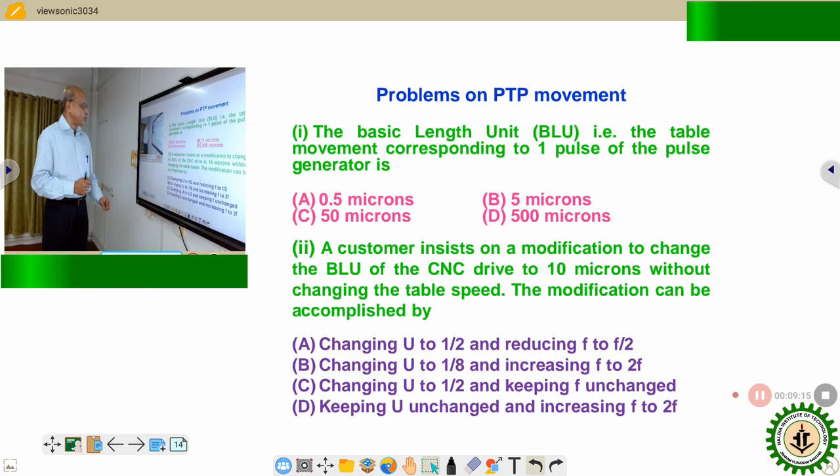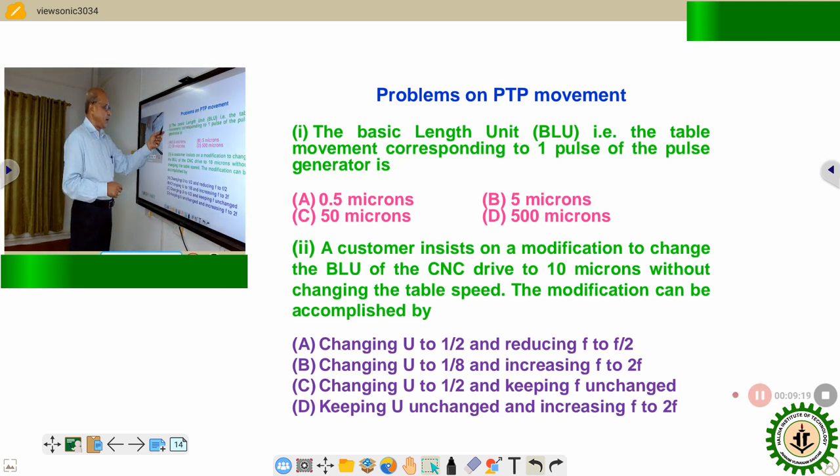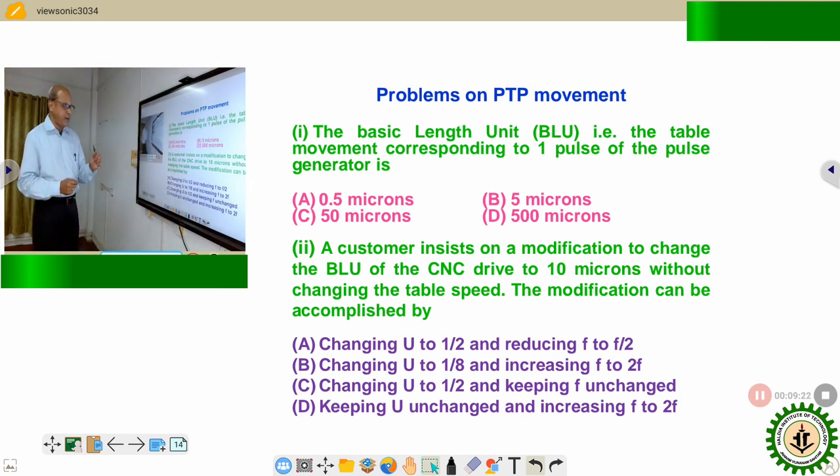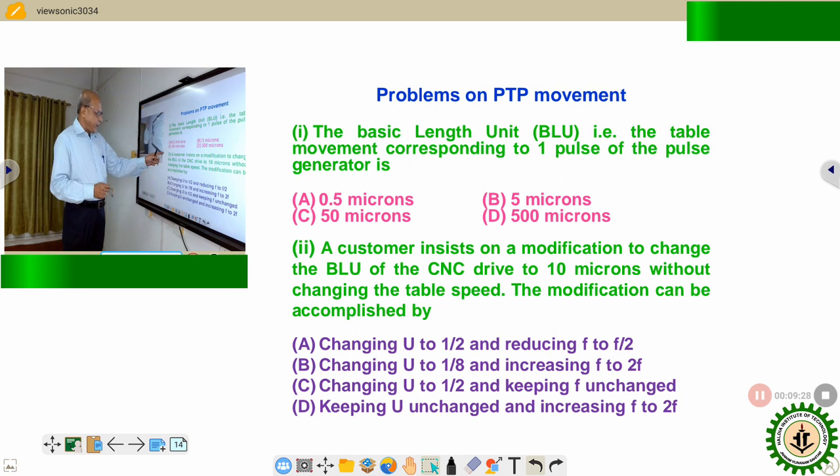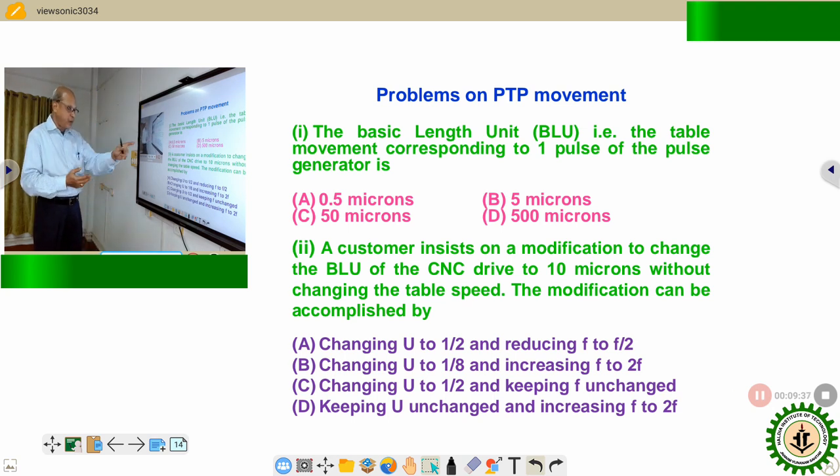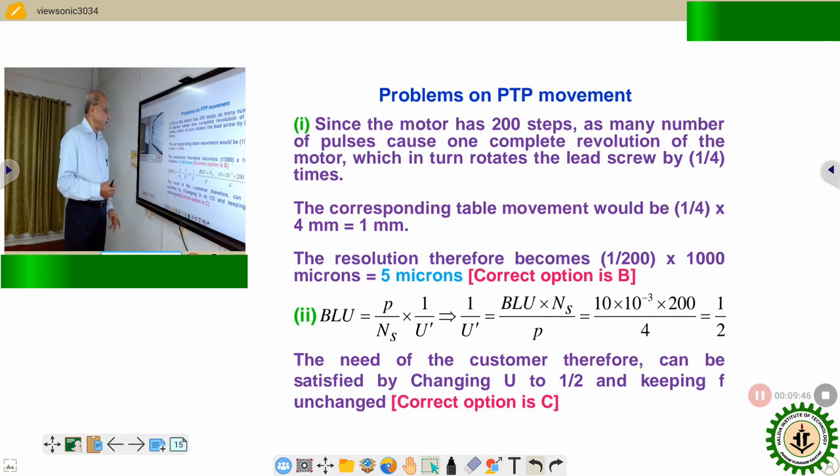There are two parts of the question. The first part is, what is the basic length unit, that is the table movement corresponding to one pulse of the pulse generator? Four options are given, you have to select the correct one. And the second part, a customer insists on modification to change the BLU of the CNC drive to 10 microns without changing the table speed. The modification can be accomplished by any one of these four options. Let us come to the first one. What are the given data?